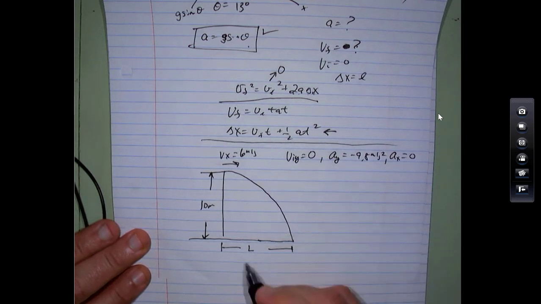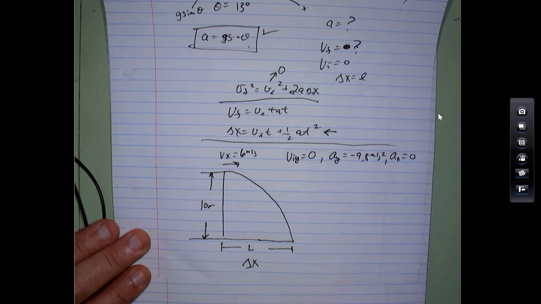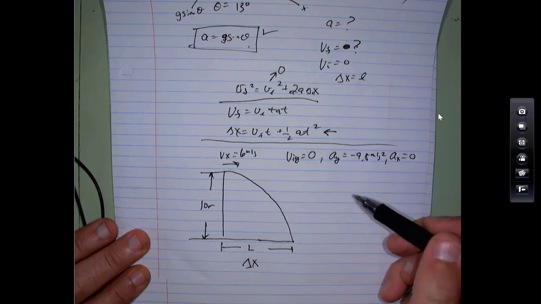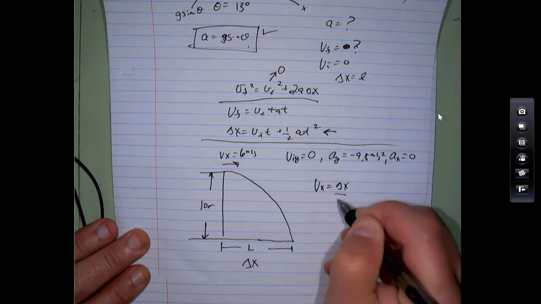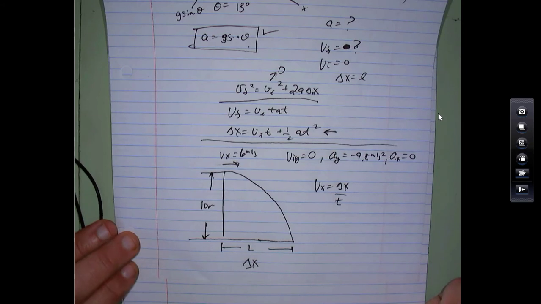So this L that they tell us down here is really like delta x. So when you are traveling with projectile motion, in the x direction, all you have is this, delta x over the time, right? There is no acceleration in the x. This is all you have.